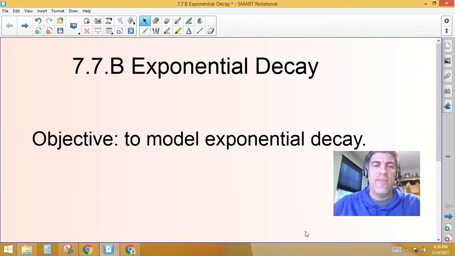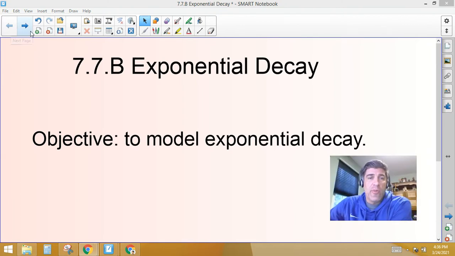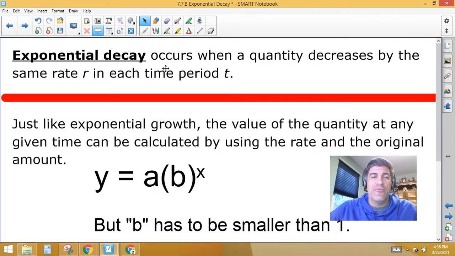Everybody, we're on to 7.7b, exponential decay. We're going to model what decay exponentially looks like. It's very similar to exponential growth, but it may be the opposite. So exponential decay occurs when a quantity decreases by the same rate r in a given time period.